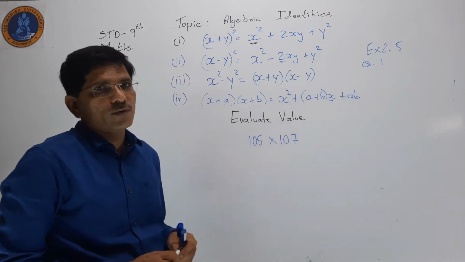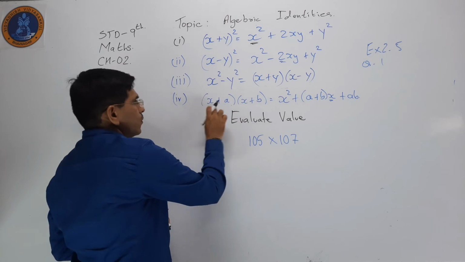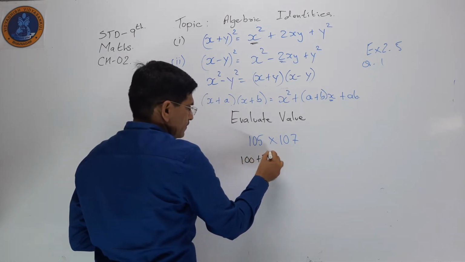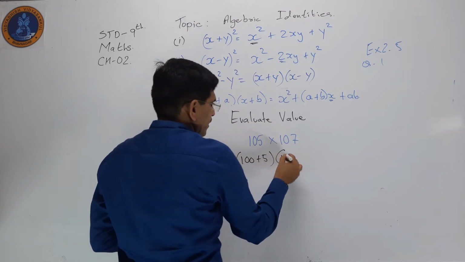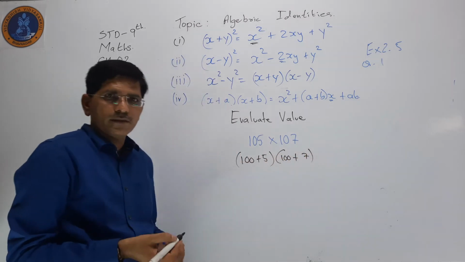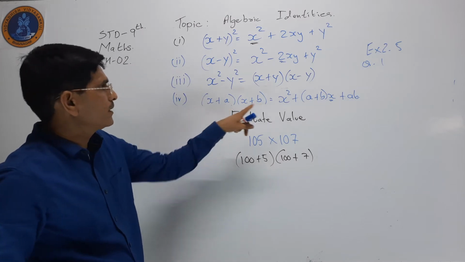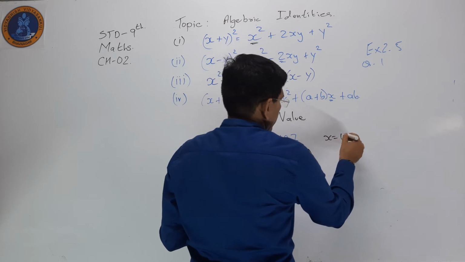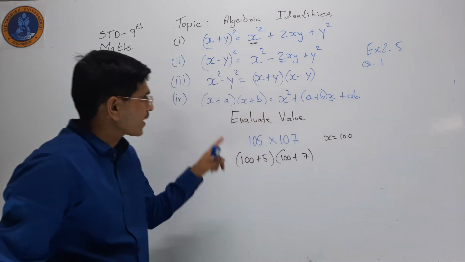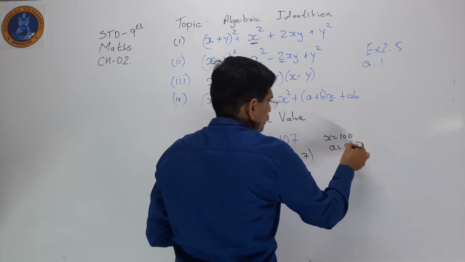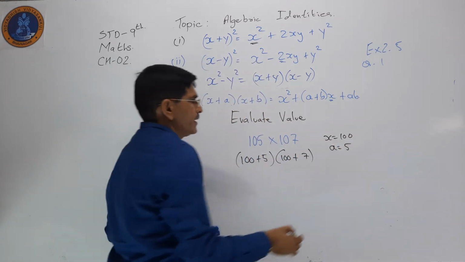105 into 107. The first way is the fourth identity. 100 plus 5 and 100 plus 7, we can easily solve it. Which identity do I have to put? This one. So what is x? x is equal to 100 here. What is a? That is 5. What is b? That is 7.